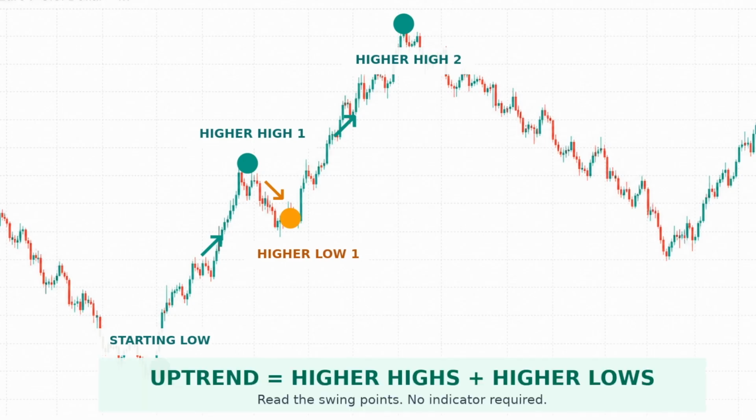When the structure is clearly bullish, beginners should normally concentrate on buying opportunities rather than trying to predict the top of the market.